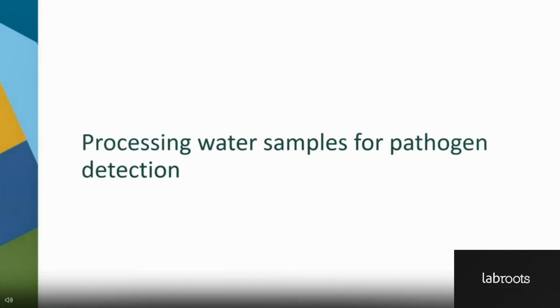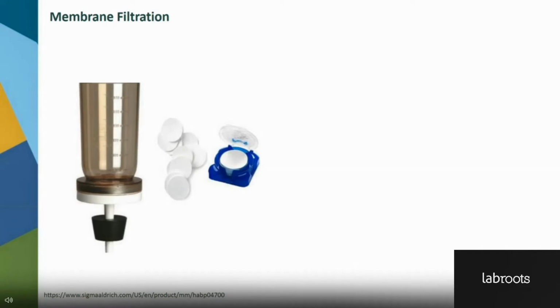First, I would like to introduce you some water processing approaches for pathogen detection in our lab. The membrane filtration is the most commonly used method to process water samples. Water samples will go through the membrane filter, and the particles and pathogens that are greater than the membrane pore size will be kept on the filter for downstream analysis, such as extraction and PCR reaction.